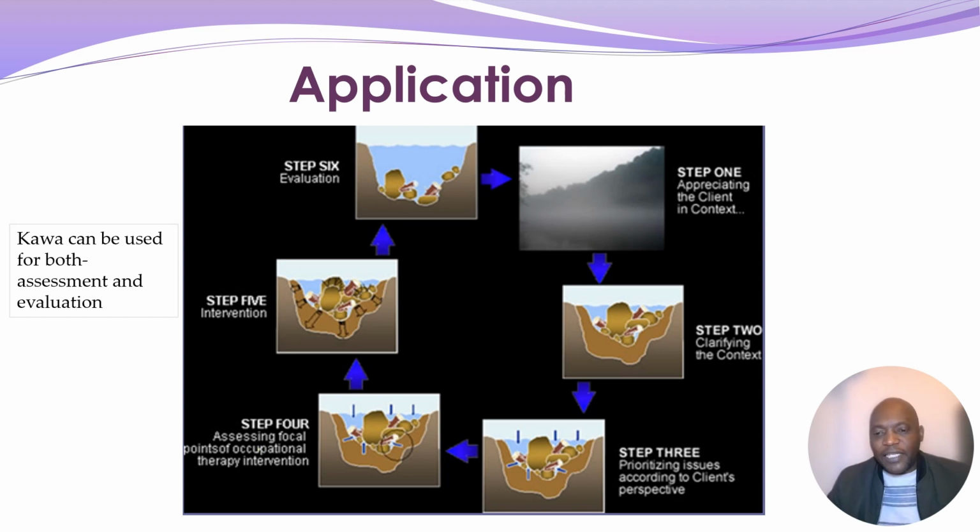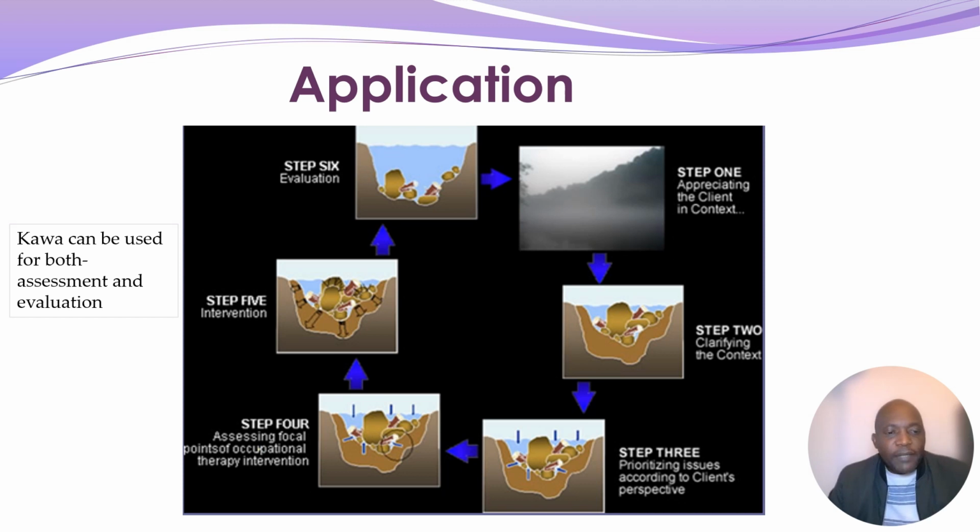At that stage, you might ask the client to draw how their river is looking, the cross-section of their river. And then step 3, we are looking at prioritizing issues according to the client's perspective. Once they've drawn the cross-section of their river, we are able to have a discussion about the problems that they are encountering. We are able to identify their skills, their strengths, and then we can prioritize problems or challenges that need to be addressed in priority order.